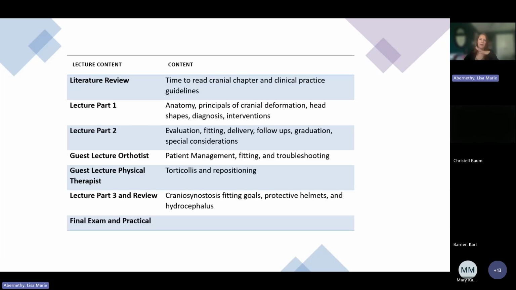This is a broad overview just to start you out with, so that you can see everything that we cover. We have a literature review, which I'll talk a little bit about. The lecture content is broken up into 3 different parts. And then I typically have 2 guest lectures, and then the final exam and the practical.